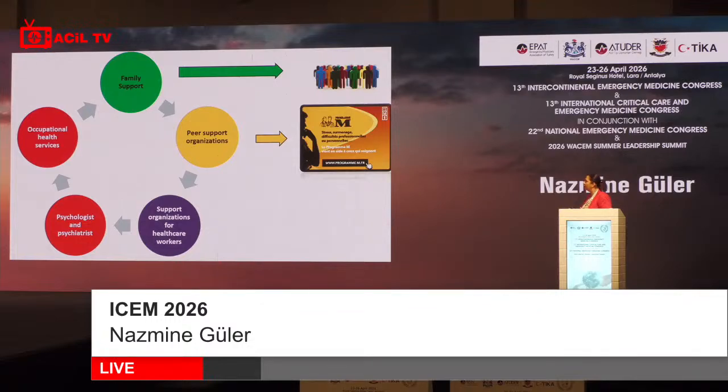You know, occupational health is important, but sometimes we don't go to occupational health because we are anxious about judgment. We are anxious to lose our job when we are ill. Psychologists, psychiatrists, we are in denial of our symptoms, so we don't want to go to psychologists. And peer support is the most important. Literature says peer support is the most important in our job.